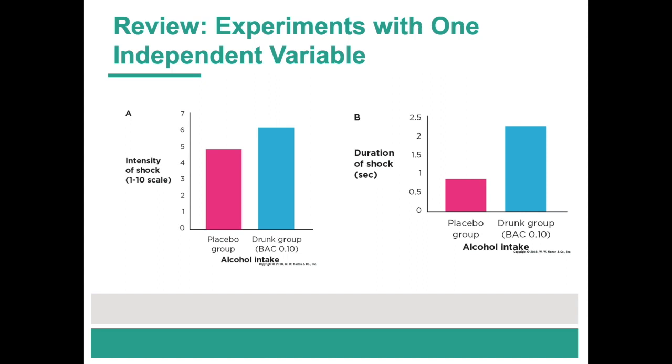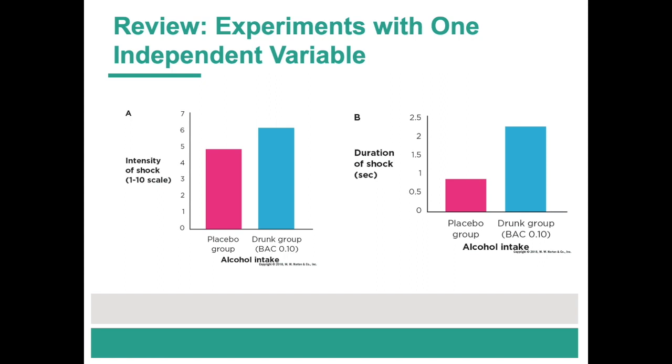So first, consider this example where we have alcohol intake. This study was looking at whether drunks are mean. And so you had two groups, just a placebo group and a drunk group. And basically, they were given the task to shock somebody. So intensity and duration, and in both cases, the drunk group was meaner than the placebo group.